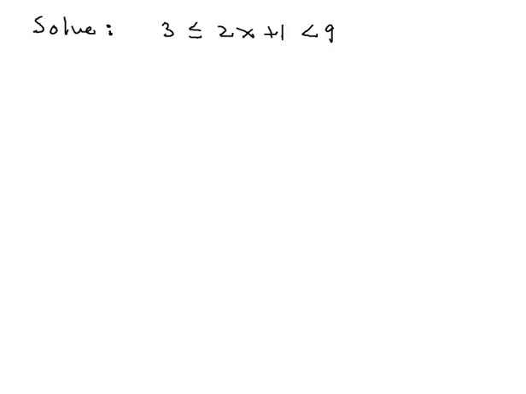Now for our next example, we have 3 less than or equal to 2x plus 1, which in turn is less than 9. Now it should seem reasonable, I hope, that our goal will be to try to end up having x isolated in the middle here. And so to accomplish that, what we need to do first is subtract 1 from each part.